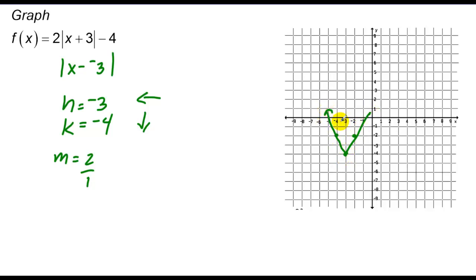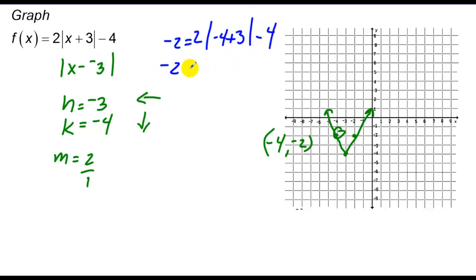And without plugging in any points, I've now graphed this function. Here's a point of -4, -2, which should satisfy this problem. So if I say, here's a -2 equals 2 times the absolute value of -4 plus 3, minus 4. See what I get out. There's -2 equals 2 times 1 minus 4, which equals -2, and it checks.